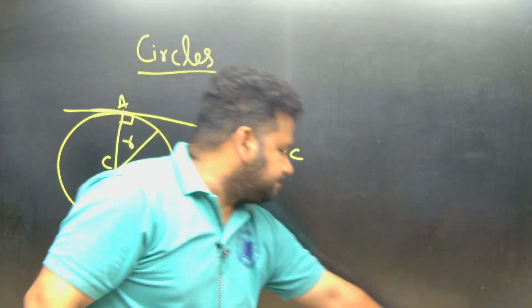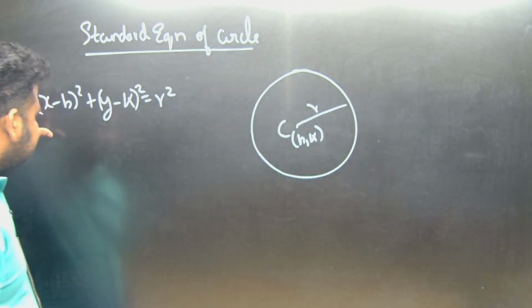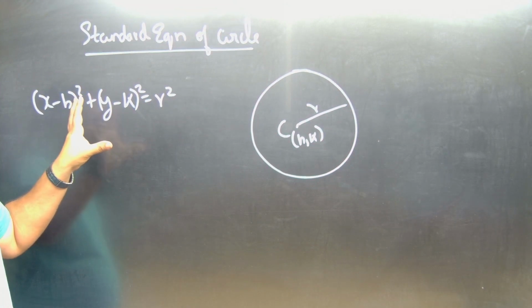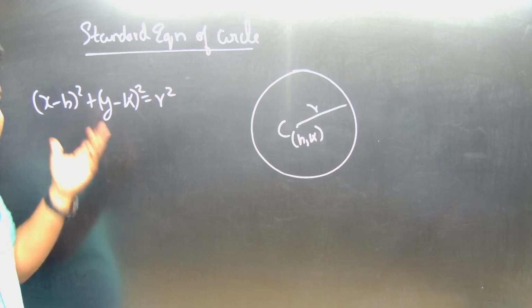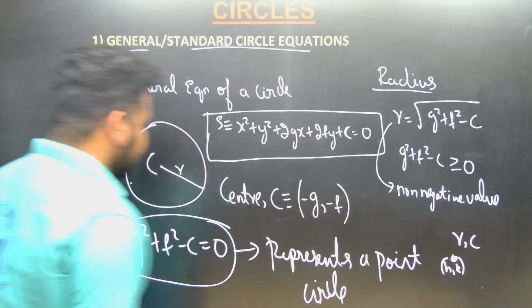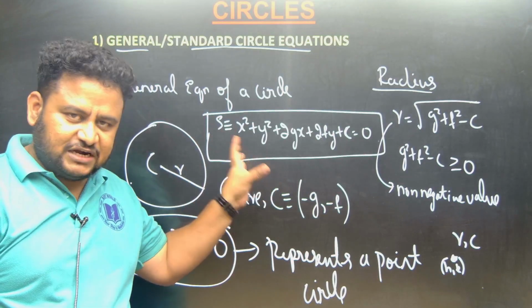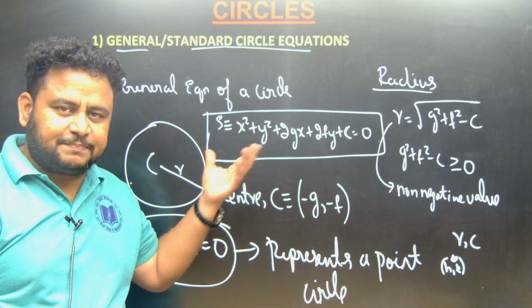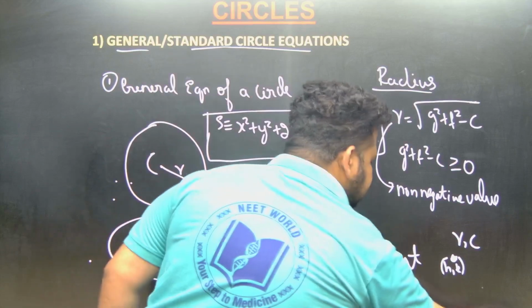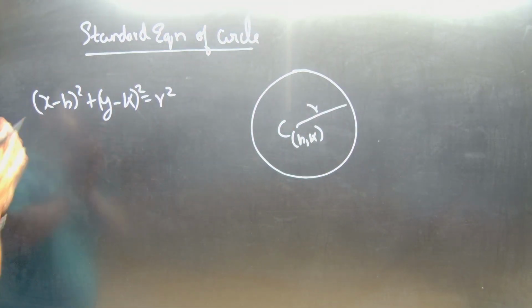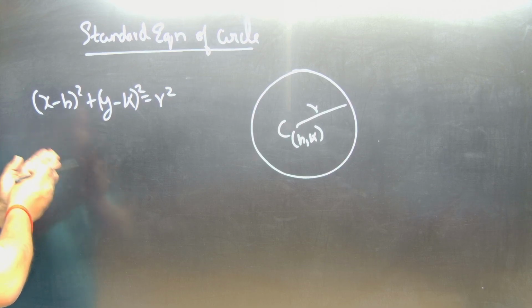So see here, this is what I got: (x minus h) whole square plus (y minus k) whole square is equal to r square. This is the standard equation of the circle. How is it different from the general equation of the circle? In the general equation, the center and radius are definitely present, but they are hidden, not present directly. But in the standard equation of the circle, the center and radius are clearly visible to us, explicitly.